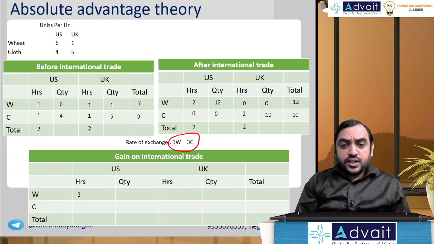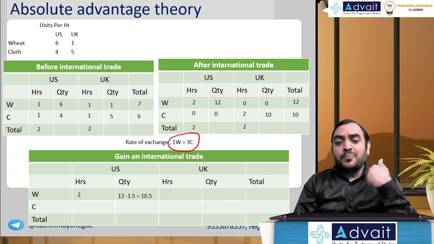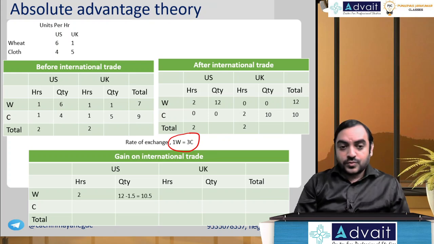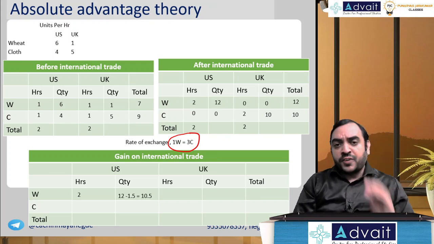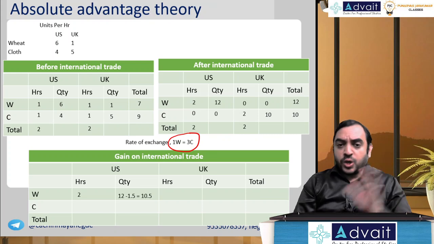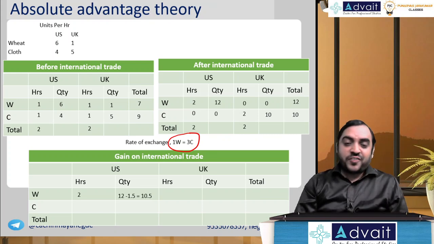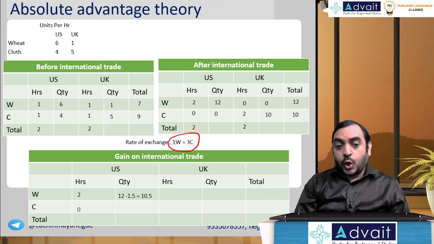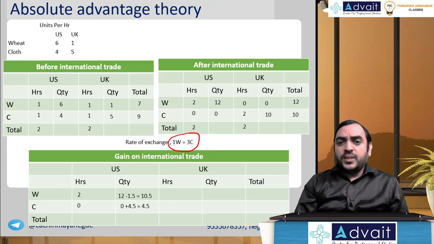You spent 2 hours. You had produced 12 quantity and they said you give up 1.5 wheat. That is given in the question. So what will be remaining with you? 10.5. And you need cloth, so you're going to purchase. If you give up 1.5, how much is it going to be? It's going to be 4.5, right?